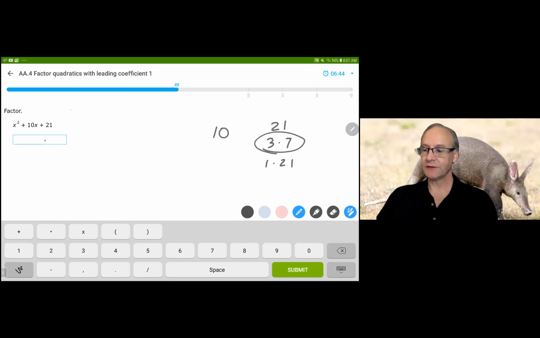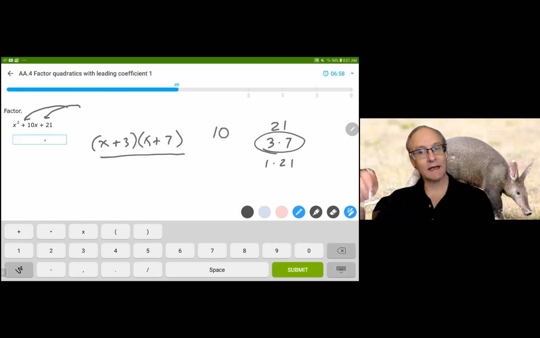I want you to notice something interesting. Both of these are positive, and both of my factors are positive. (x plus 3) times (x plus 7). And before, we had a negative, and we ended up with one of each. So just something to think about. Pay attention to your signs, and it'll matter. So we're talking about our (x plus 3) and our (x plus 7). There's our factors.